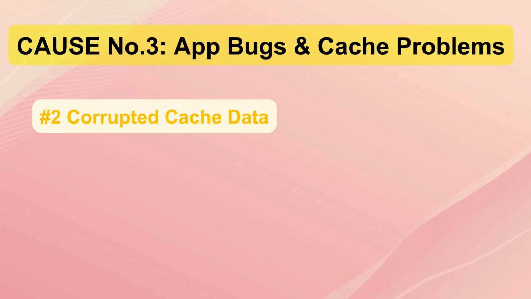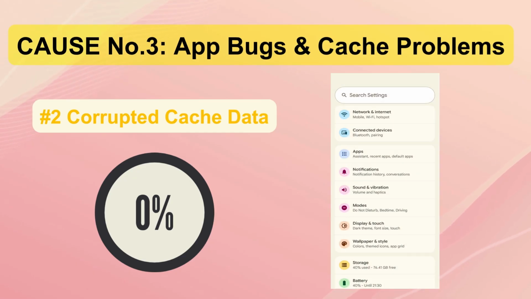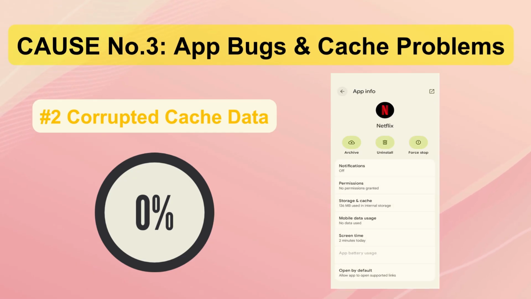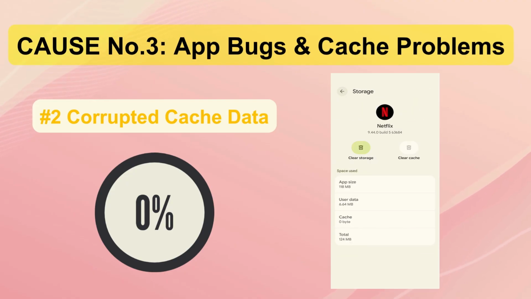Corrupted cache data. If downloads keep getting stuck at 0%, corrupted cache is a likely culprit. On Android, go to Settings, find Netflix under Apps, and tap Clear Cache. On iPhone, delete and reinstall the app.